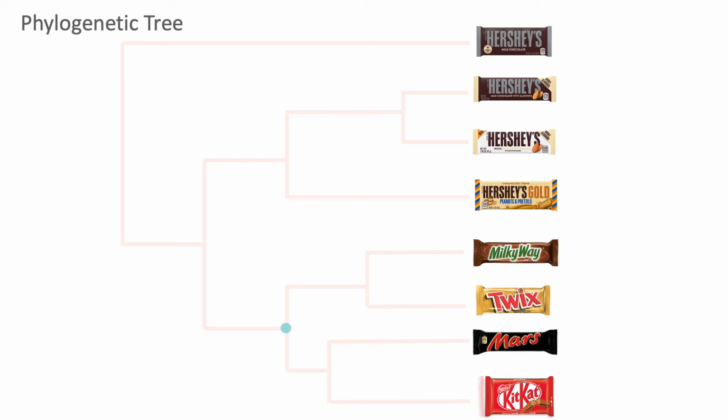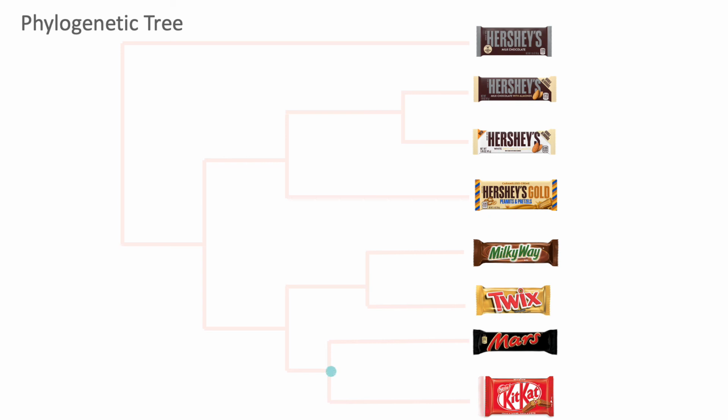Next, this node represents the common ancestor from which the chocolate bars with caramel and the chocolate bars without caramel diverge. The following node represents the common ancestor from which the Milky Way bars which do not contain a crispy cookie and the Twix bars which do contain a crispy cookie diverge.